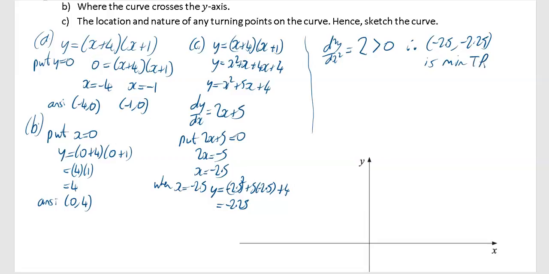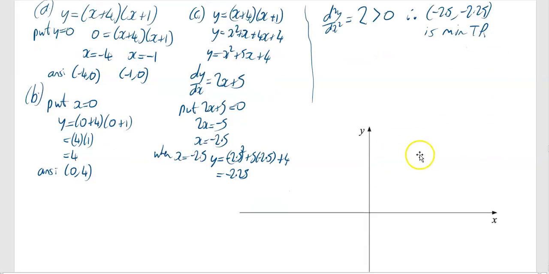Right, let's just look at what we've got before we sketch this. It crosses the x-axis at (-4, 0) and (-1, 0), crosses the y-axis at (0, 4), and it has a minimum turning point at (-2.5, -2.25). So we can mark all of these things on our sketch, and remember, it is just a sketch. I'm just going to go ahead and mark those basic points on, and then we'll draw the curve.